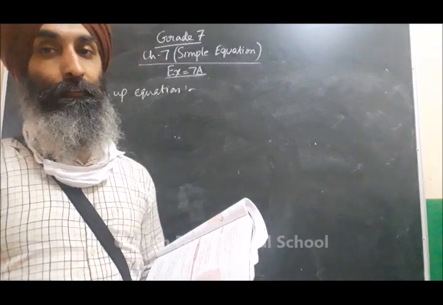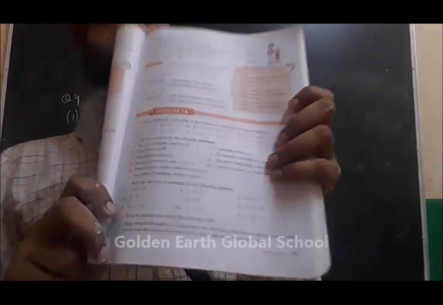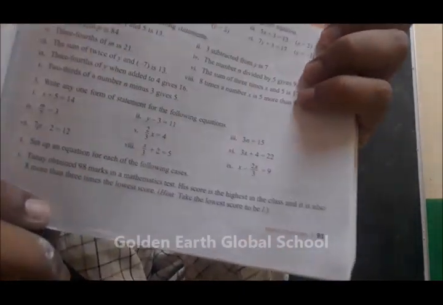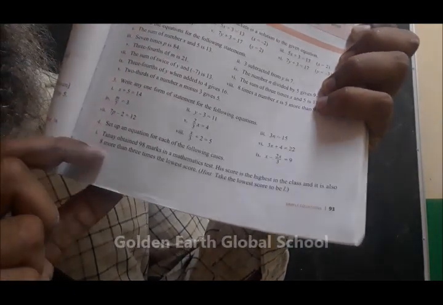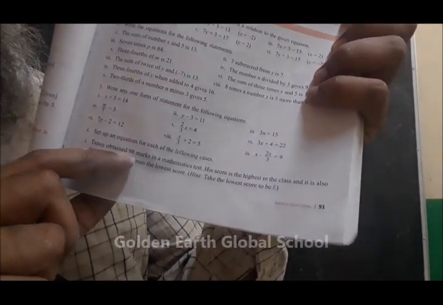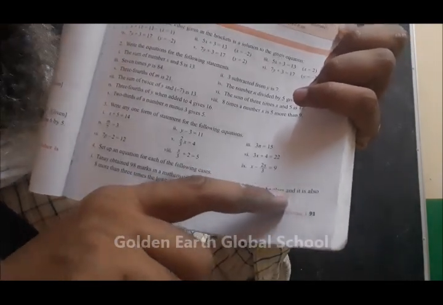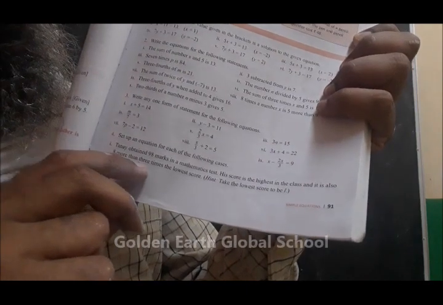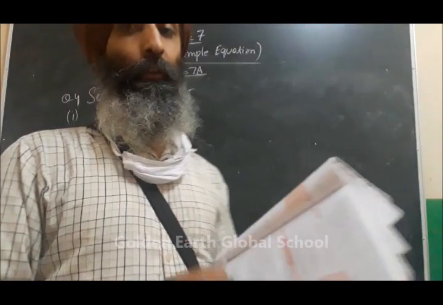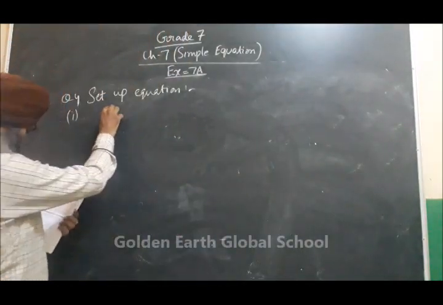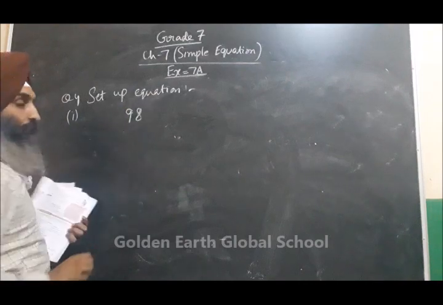Okay. So let us discuss the fourth question. In the fourth question, look at the first part. Is it clear? Yes. Tanay obtained 98 marks in mathematics. His score is the highest in the class, and it is also 8 more than 3 times the lowest marks. So he got 98 marks.